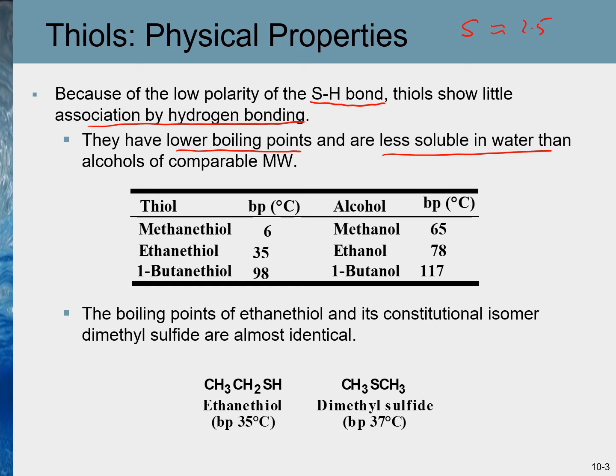The boiling points of various common thiols and alcohols are compared in this table, and as you can see, the difference in boiling point between thiols and alcohols is quite a lot. In fact, the boiling points of thiols and their constitutional isomer dimethyl sulfide are almost similar. Dimethyl sulfides are analogous to ethers.